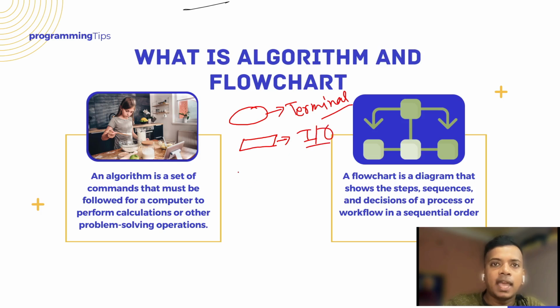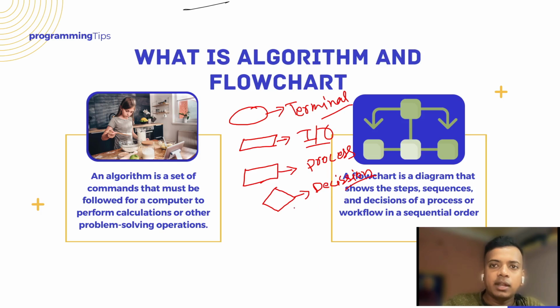Then we use this rectangle shape box, which is for the process. This diamond shape is for decision making.